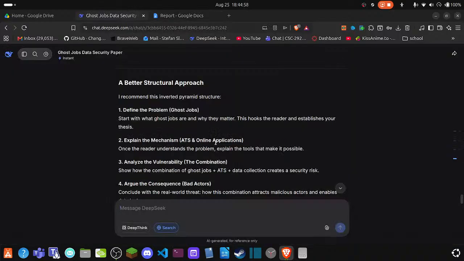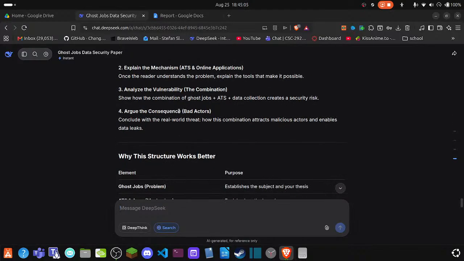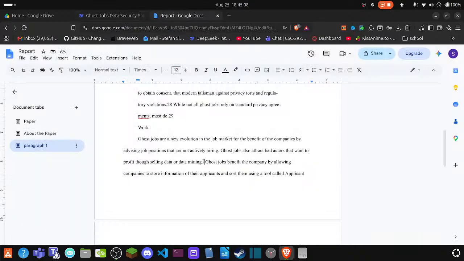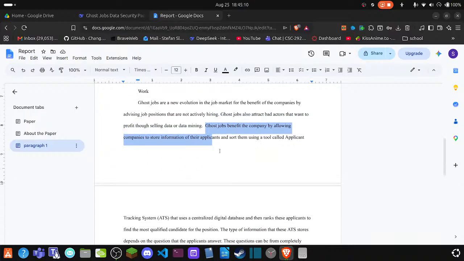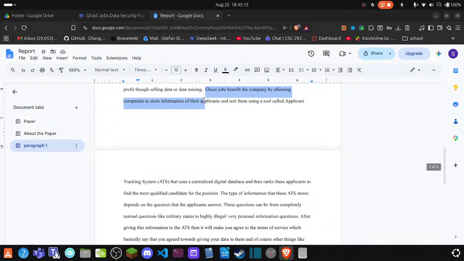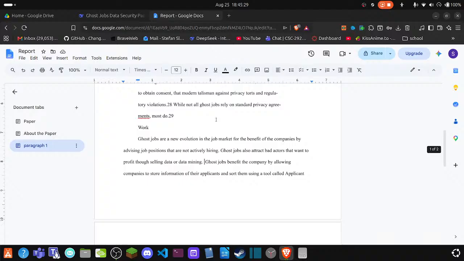Explain the mechanism of ATS and online applications. Once the reader understands the problem, explain the tools that make it possible. Okay. So how would I phrase that? I'll phrase it with all this data. With all this data, it makes it hard.